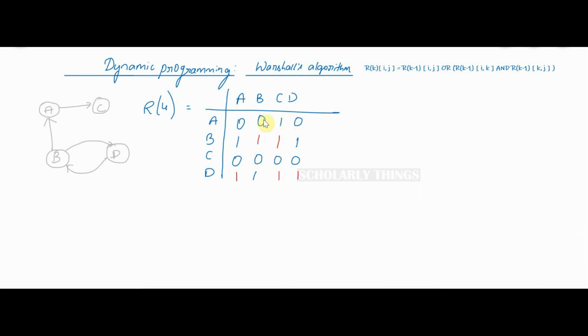To summarize, we used different nodes as intermediate nodes and found out new paths between the two nodes. When we made vertex 1 the intermediate, we found out this new path from B to C. Then when we made vertex 2 the intermediate, we found out 3 new paths. Then vertex 3, nothing. Vertex 4, we found out this new path from B to B.